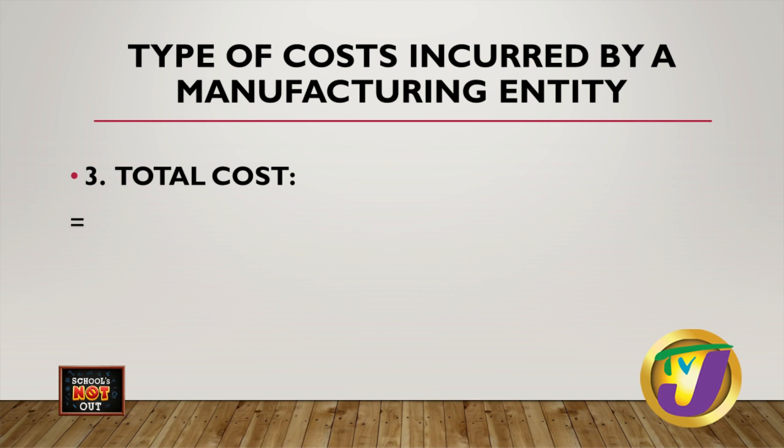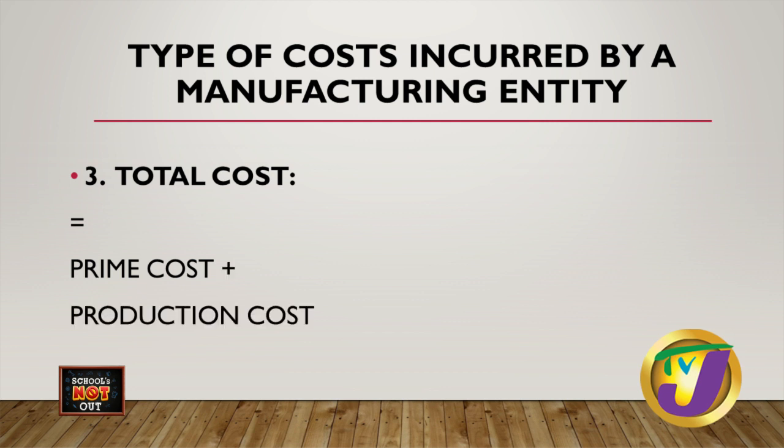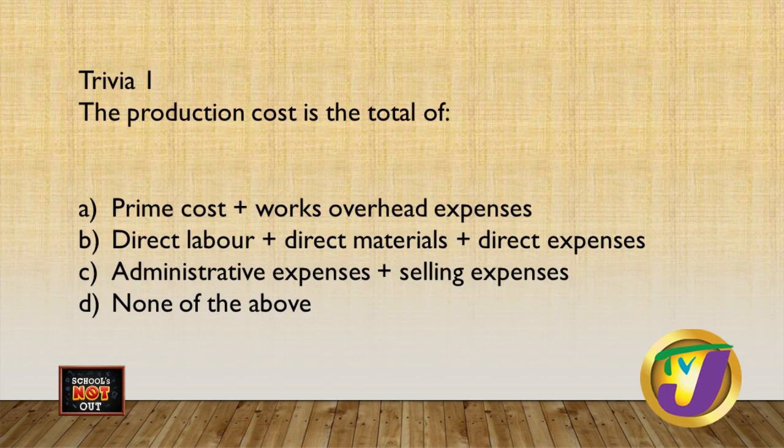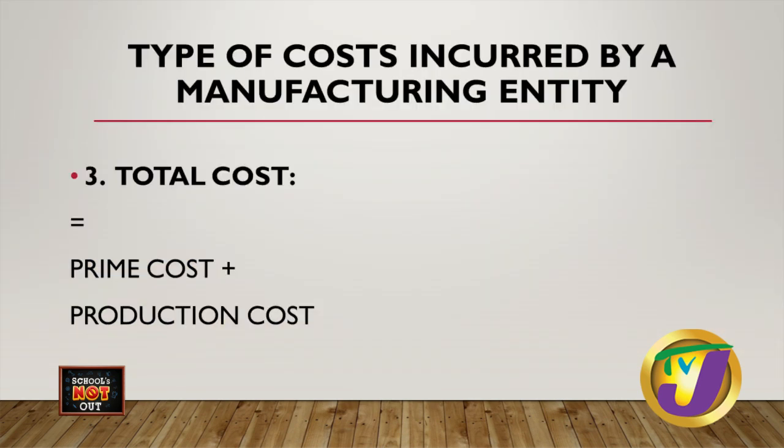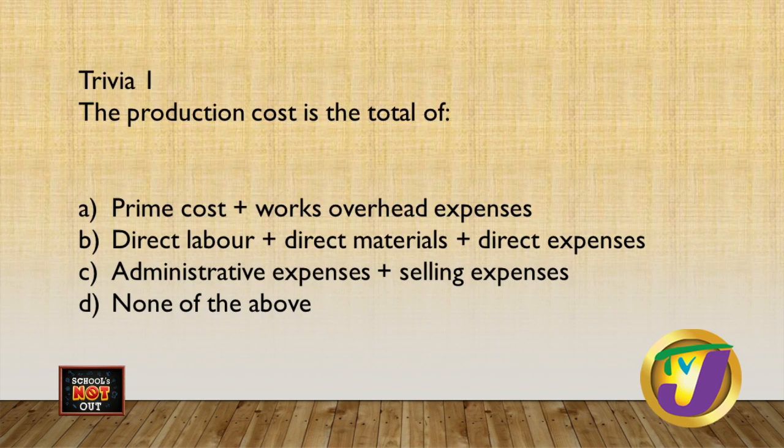The total cost would be equal to what we looked at before, prime cost, yes, plus our production cost, very good, and of course that would give us our total cost. So our total cost would be equal to our prime cost plus our production cost. Not bad, we're setting the foundation.